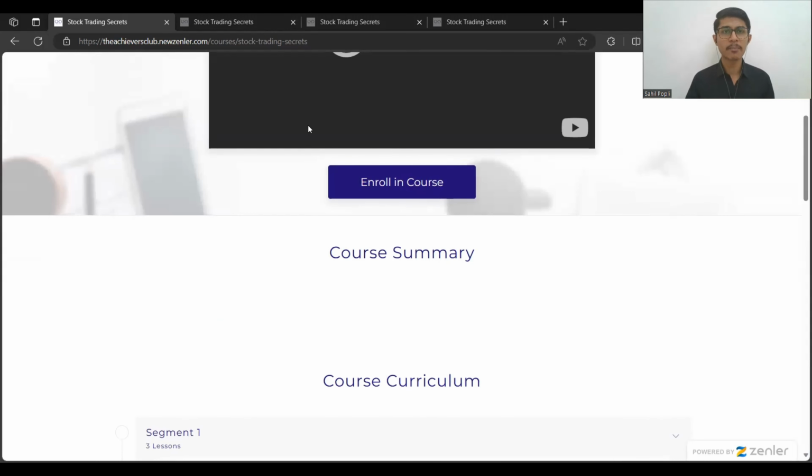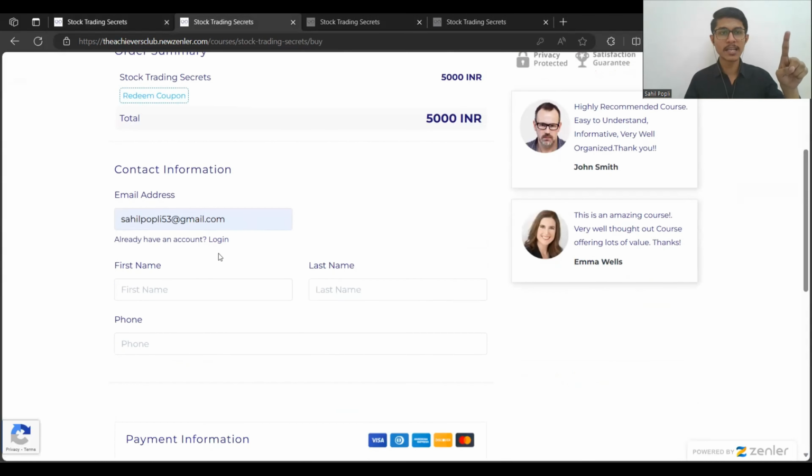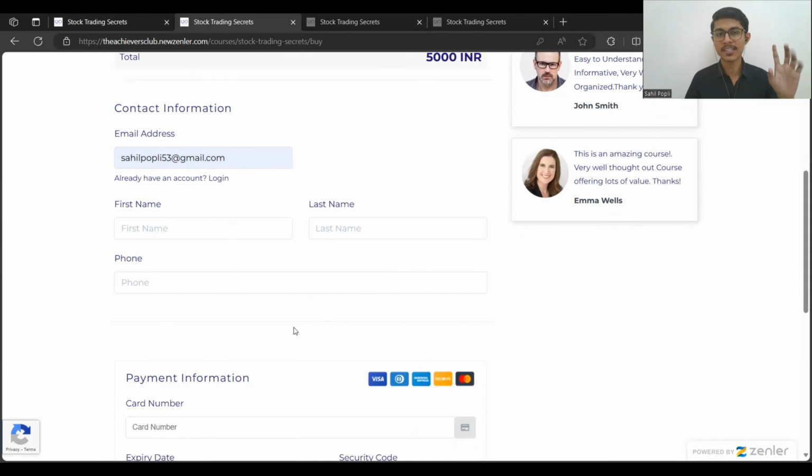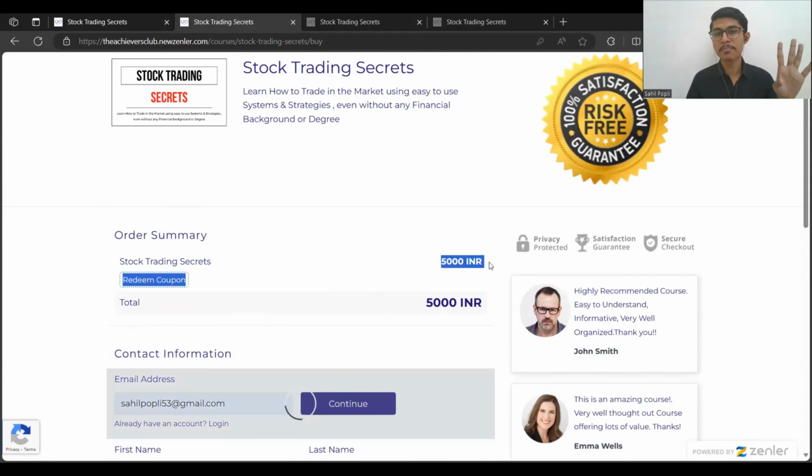Once you tap on that particular button, you'll be taken to this page where you have to put in your email address, your first name, last name, and your contact details. Those have to be filled in properly. And as you can see, the price is 5,000.